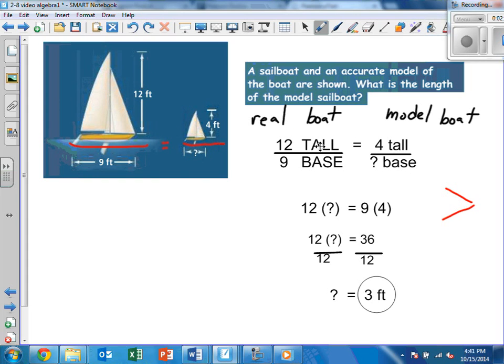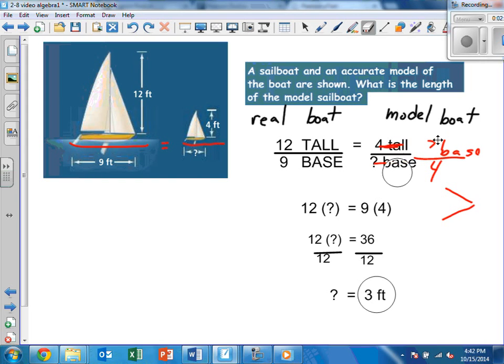The important thing in setting up a proportion is that you are consistent. I put the information for the real boat over here, information for the model boat over here, 12 foot tall to 9 foot base, 4 foot tall to we don't know base. If I had switched this information, and instead I had put the base first and the tallness underneath, I would have gotten the wrong answer. Just so you know that it has to be consistent.